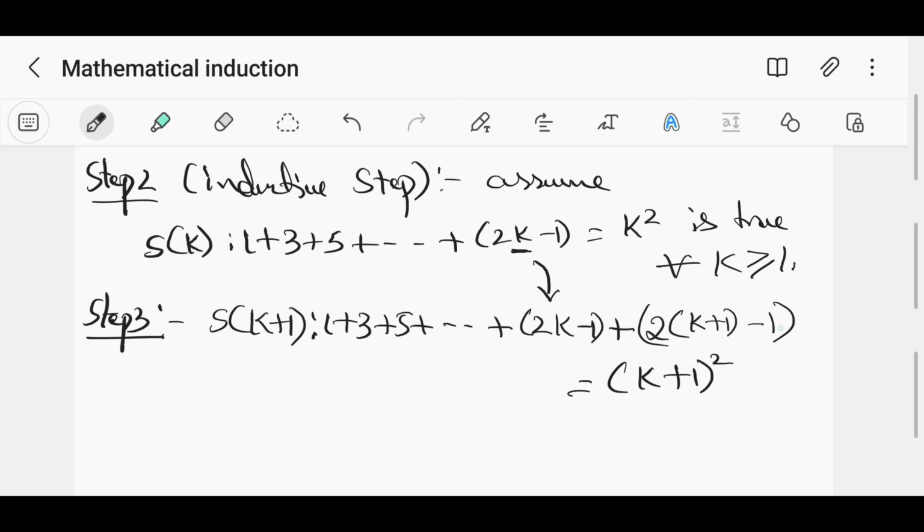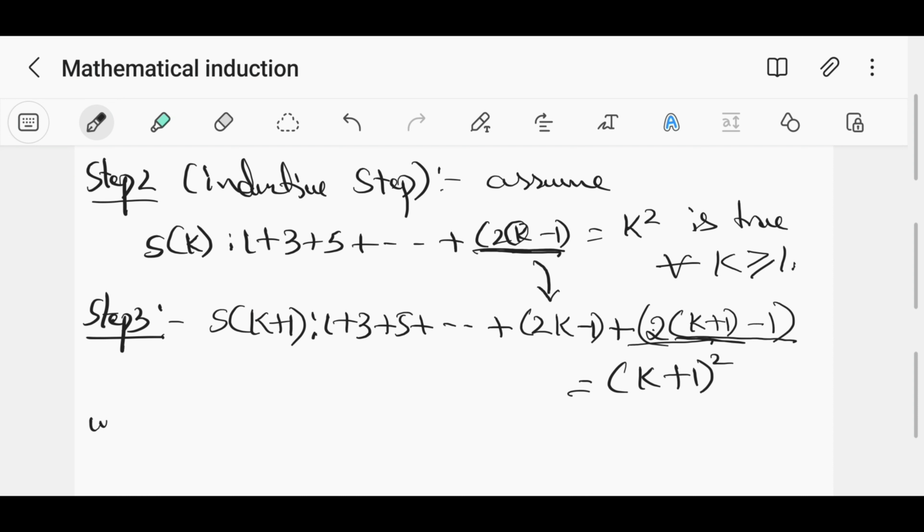Since this is a summation series, up to k means you will have 2k minus 1. The next term is the k plus 1 term. So if you have the k plus 1 term, in place of k, substitute k plus 1, so that you get 2 into (k plus 1) minus 1. This is equal to, in the RHS, in place of k, substitute k plus 1. So you get (k plus 1) the whole square. So this is step 3.